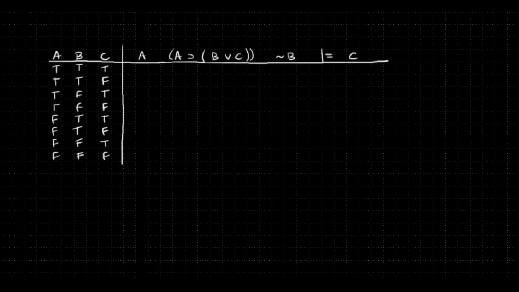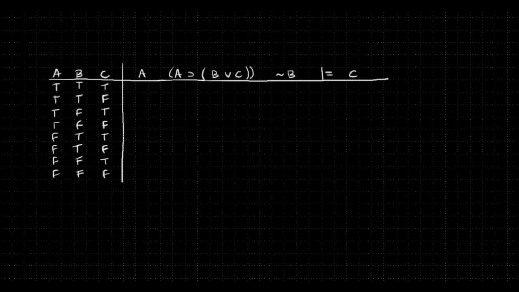Let's look at a slightly more complicated one. So again, we've got this, which might have been written out: A, then B or C; not B; therefore C. And what we're going to do is just do the same thing again.